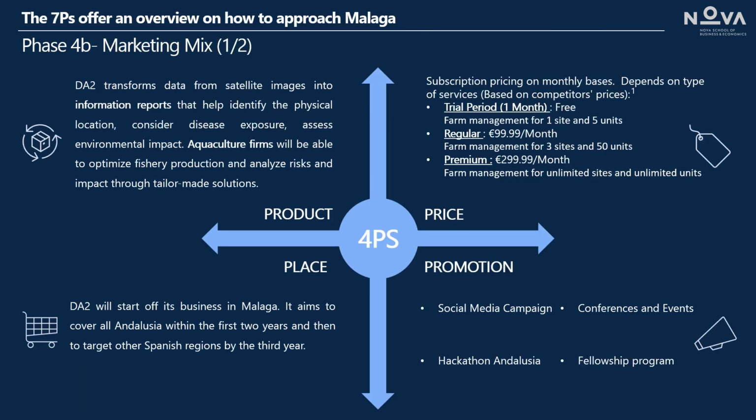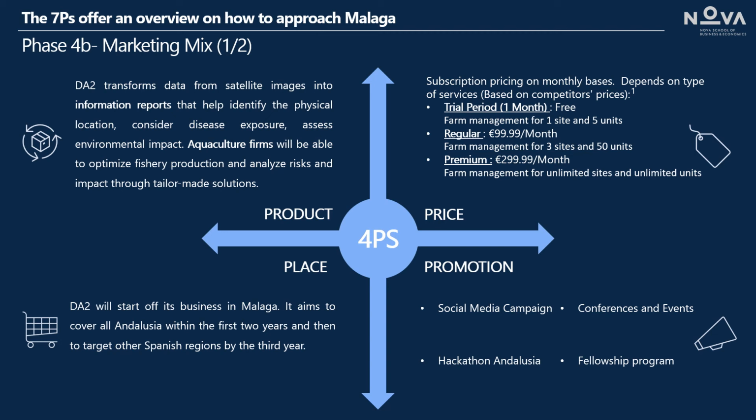Finally, here's our marketing mix. The 7 Ps offer an overview on how to approach Malaga. So firstly, product. DA2 transforms data from satellite images into information reports that help identify the physical location, consider disease exposure, assess environmental impact. Aquaculture firms, therefore, will be able to optimize fishery production and analyze the risks and impact through tailor-made solutions. Then we have price, which we have already talked about.